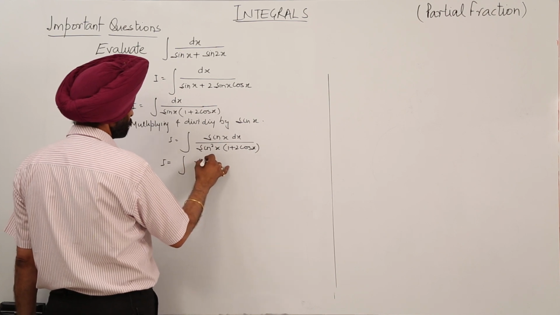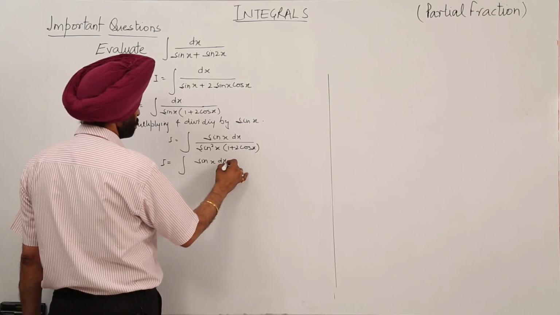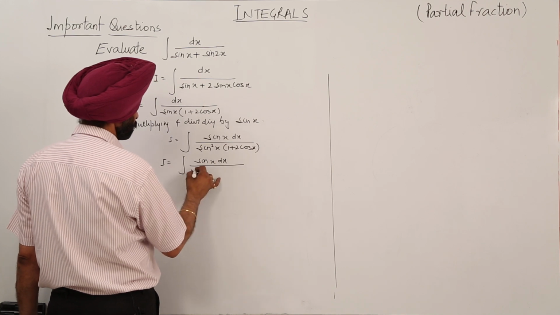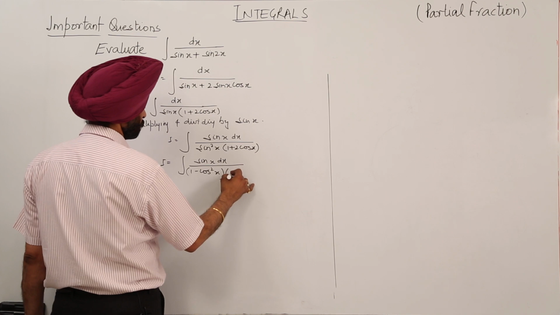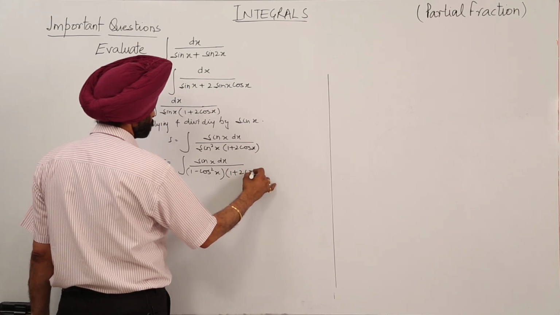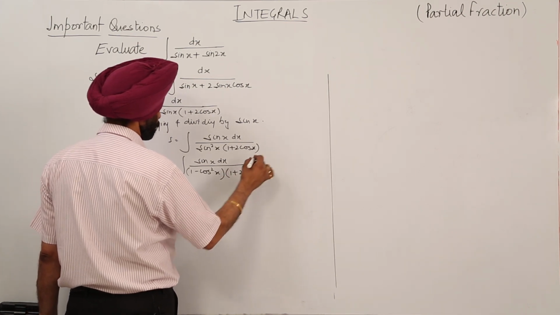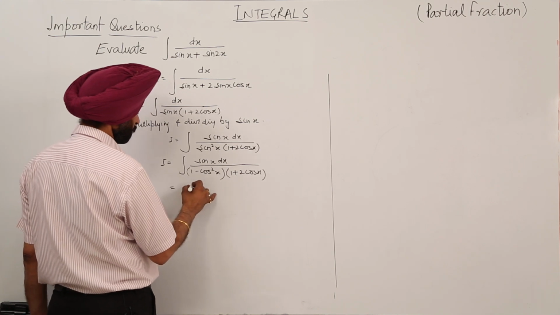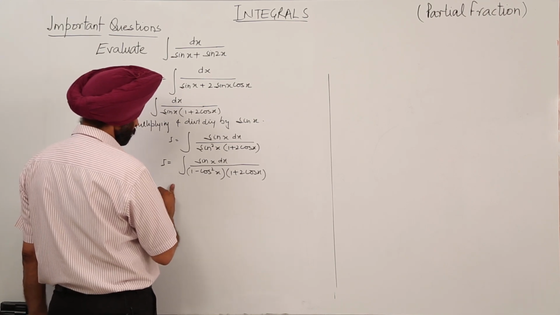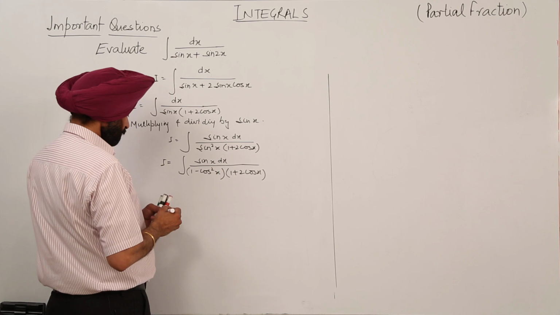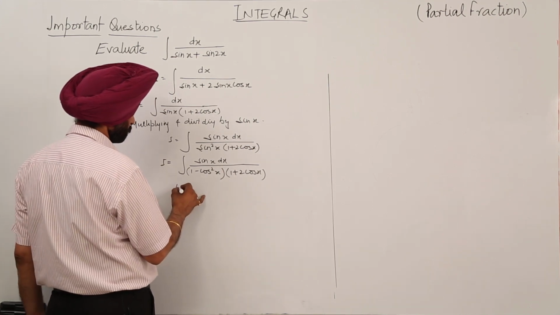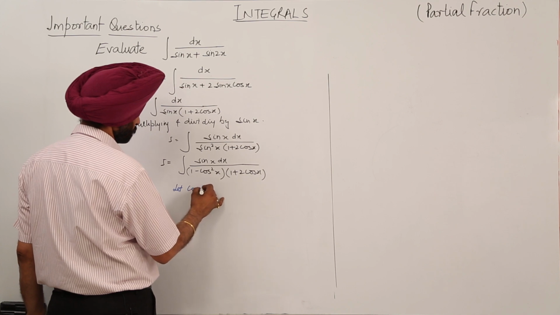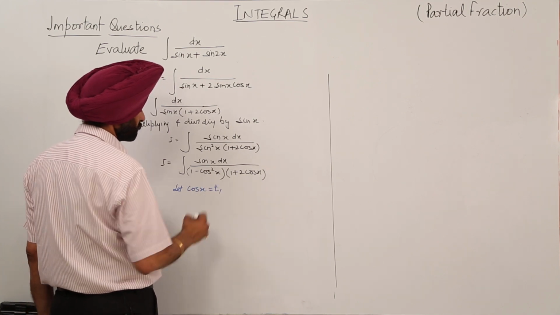Now this becomes integration of sin x dx upon (1 minus cos square x) times (1 plus 2 cos x). Now let cos x is equal to t.